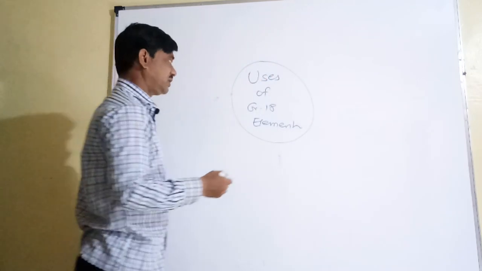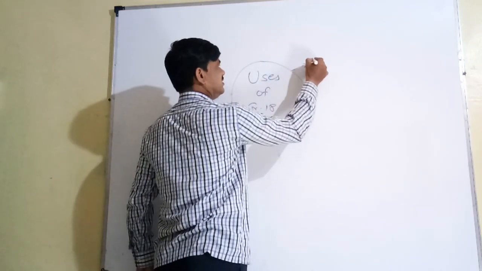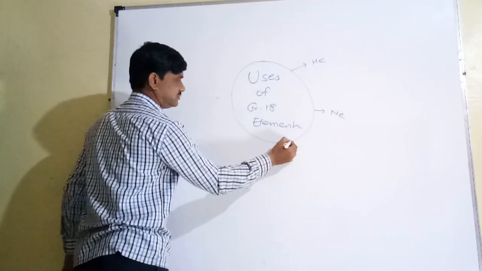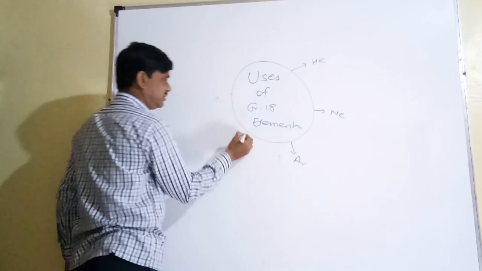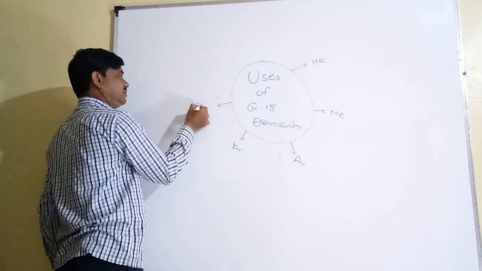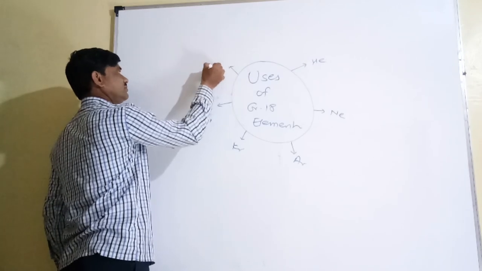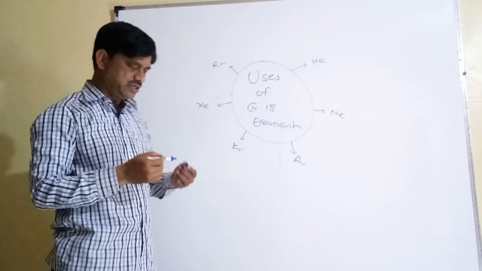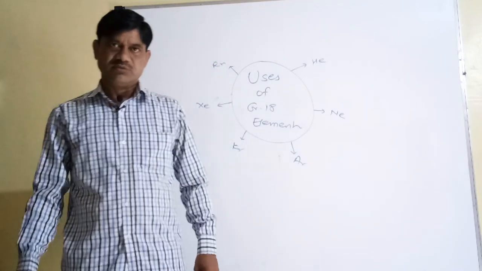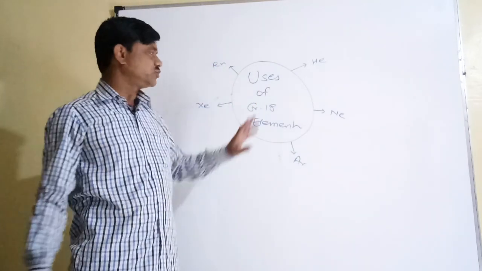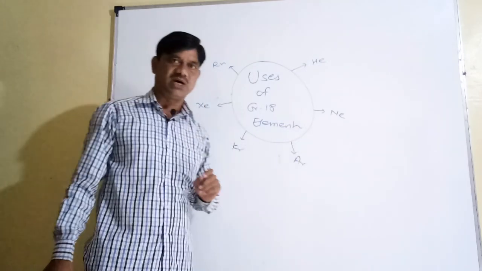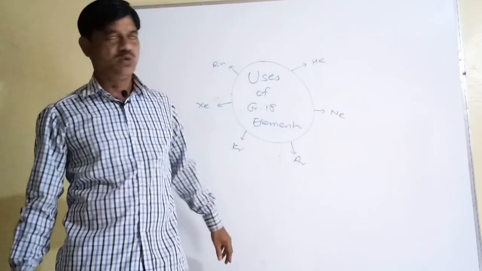Remember, what are the inert gas elements? The first one is helium. What about the second one? Neon. The third one, argon. Then krypton. After that, xenon. The next one, radon. So these are the elements. Not all the elements will be asked in the board exam with respect to the uses of inert gas elements. Only one or two elements will be given to you. According to that, you have to write at least one or two points.